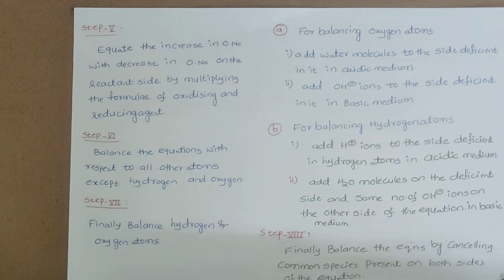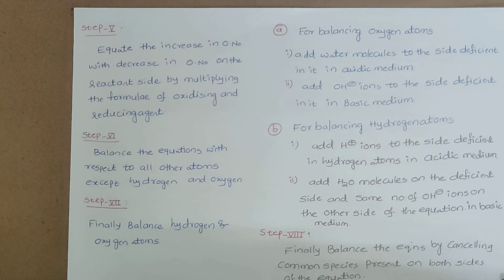It is very simple compared to the ion electron method. Simply, first write the given equation. After that, calculate the oxidation number of each atom present in each compound. Write that oxidation number on every element. Then you can find out where the oxidation number increases and where it decreases, and how much it increases and how much it decreases, which you also have to calculate.